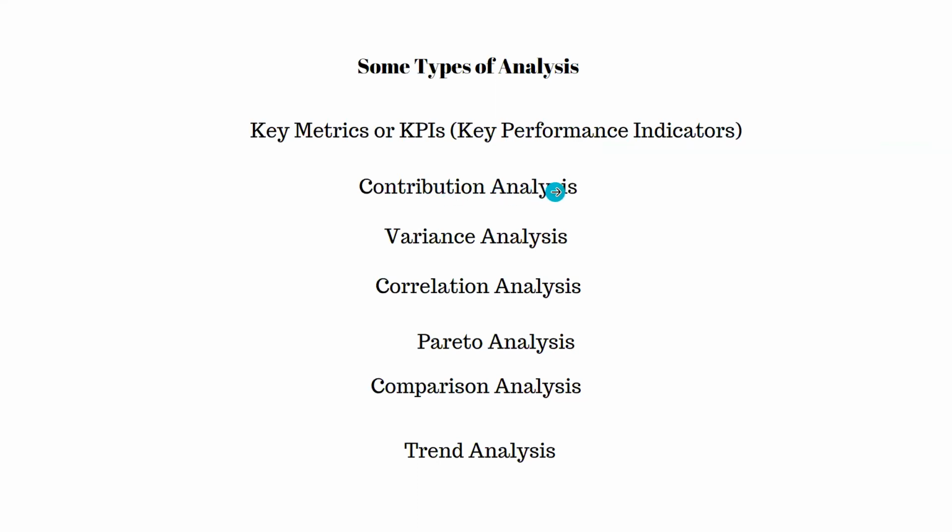Then we have contribution analysis. We want to see, for example, what contribution a subcategory of certain products added to the profit we made in a certain year. Variance analysis will deal with the variation.